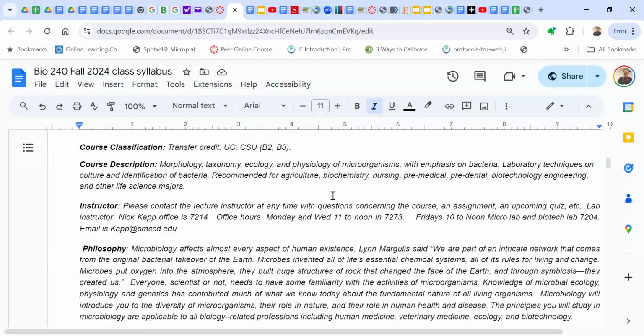This is the course description. We're looking at the morphology, taxonomy, ecology, and physiology of microorganisms, with emphasis on the bacteria. Laboratory techniques on culture and identification of bacteria, recommended for agriculture, biochemistry, nursing, which a lot of you probably are, pre-medical, pre-dental, biotechnology, engineering, and other life sciences majors. Your instructor is me, Nick Cap, and you can contact me at cap@smccd.edu.